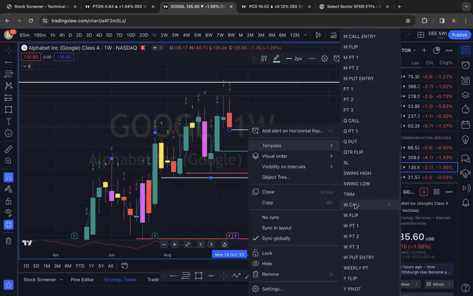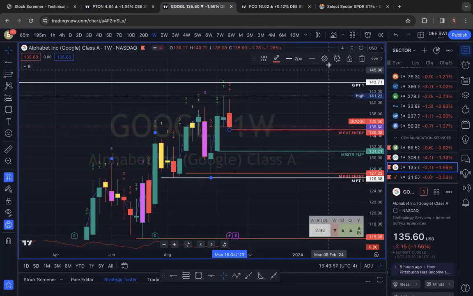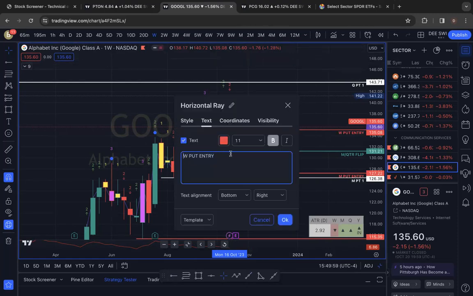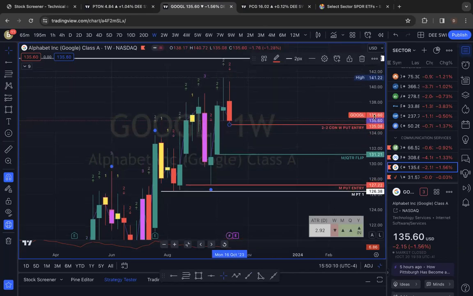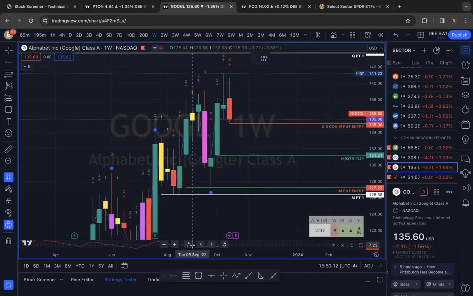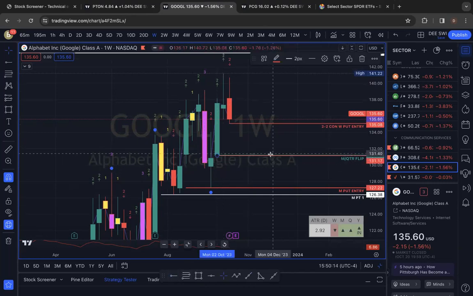This is the week put entry. And I'm also going to put 2-2 continuation for the week. So I know it wasn't an actionable signal, it's a continuation. And for the price target is right here.